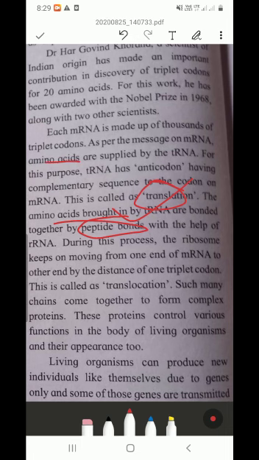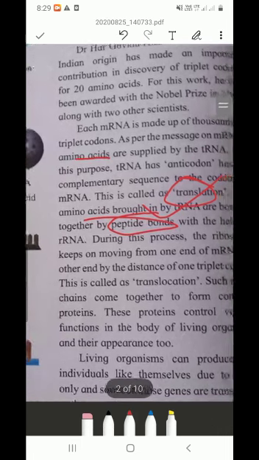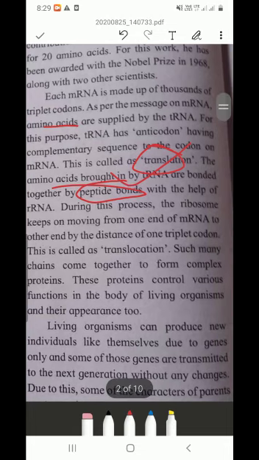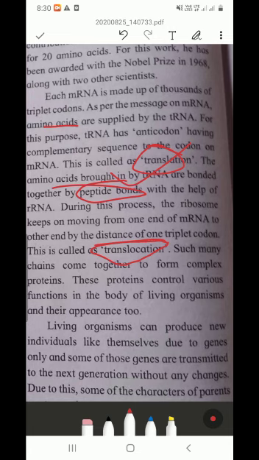With the help of rRNA, during this process, the ribosome keeps on moving from one end of the mRNA to the other end by the distance of one triplet codon. This is called translocation. Now see what translocation is.